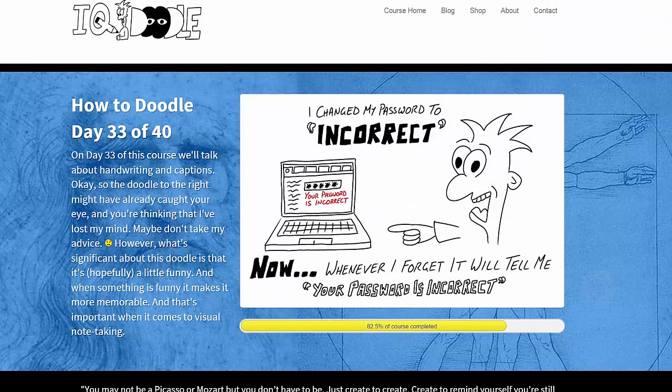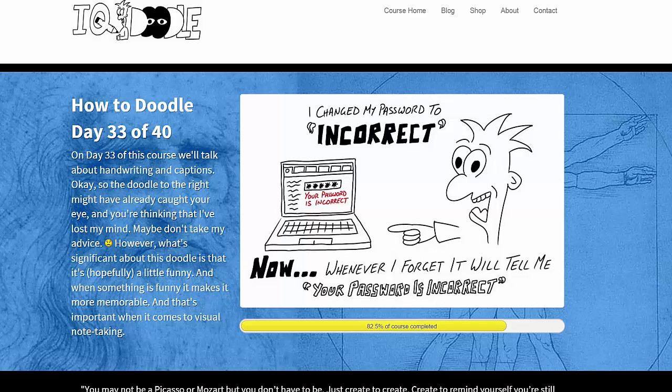As you can see here, I got this from somewhere else. This guy's actually missing a thumb, but he's a cartoon, so he's all okay. He says, I changed my password to incorrect. Now, whenever I forget it, it will tell me your password is incorrect. I found that quite amusing. Not sure if you find that funny.